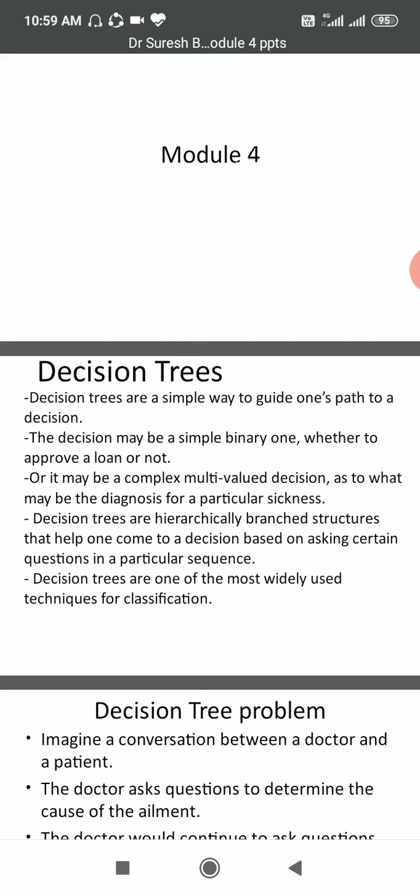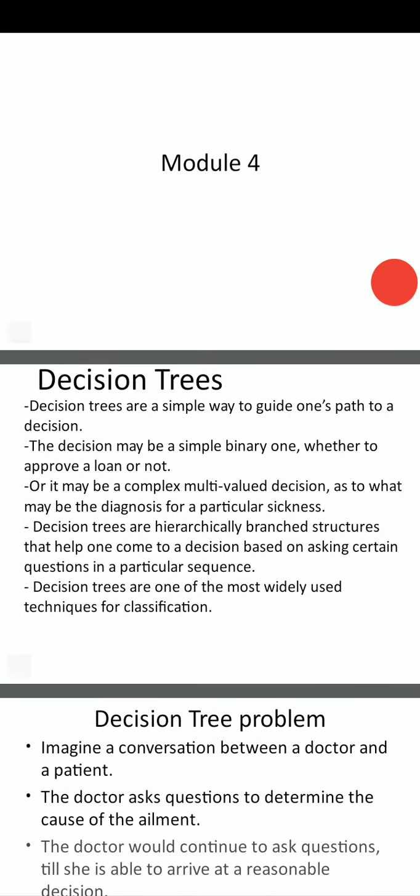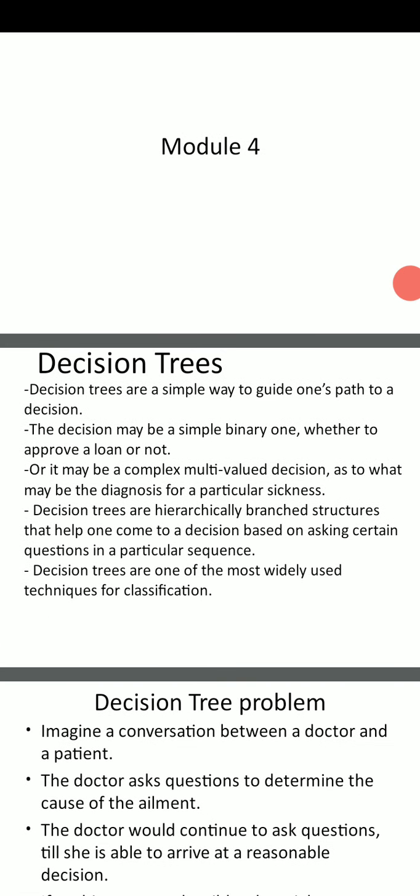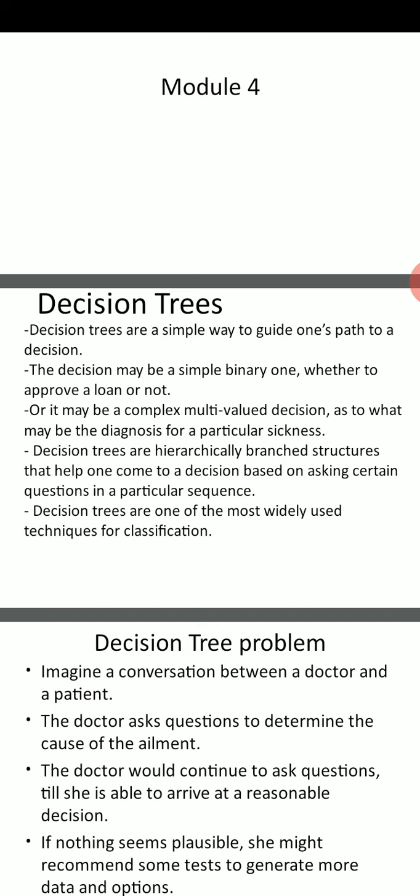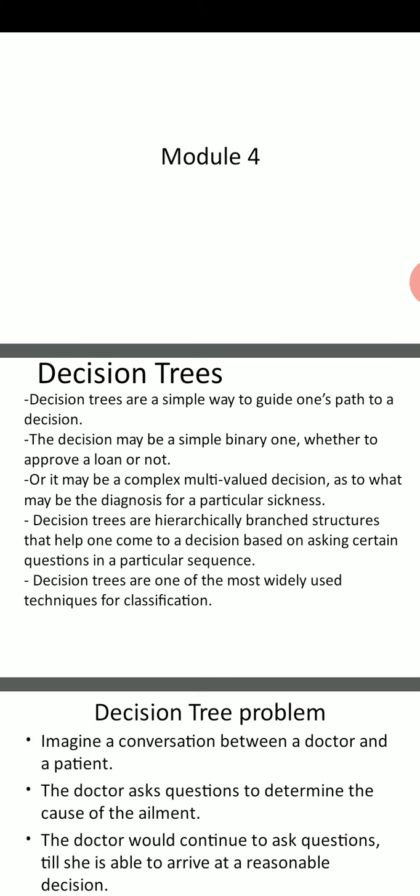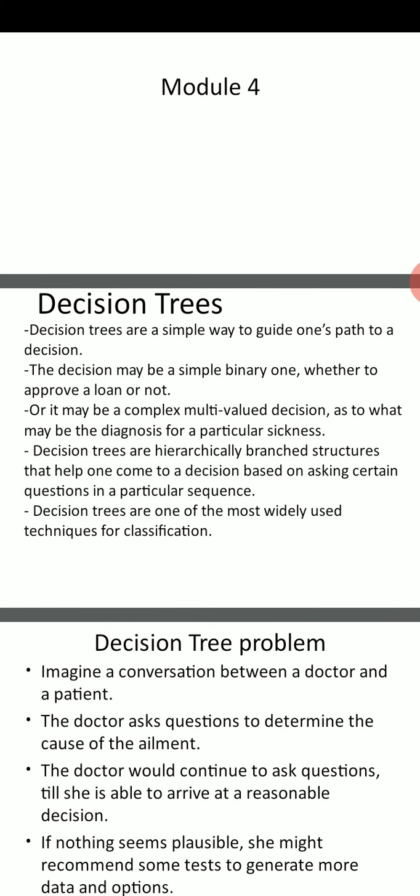So decision trees are hierarchically branched structures that help one to come to a decision by asking certain questions in a particular sequence. Decision trees are one of the most widely used techniques for classification. Decision trees fall under classification. Fine. So this is a simple definition of a decision tree. Decision trees are a simple way to guide one's path to a decision. These are used for decision making purposes.